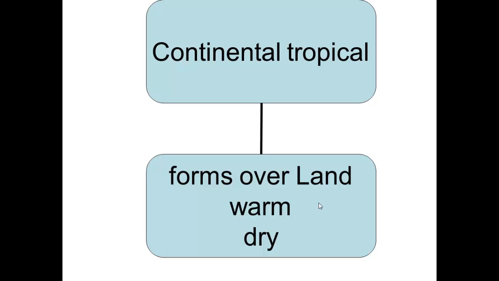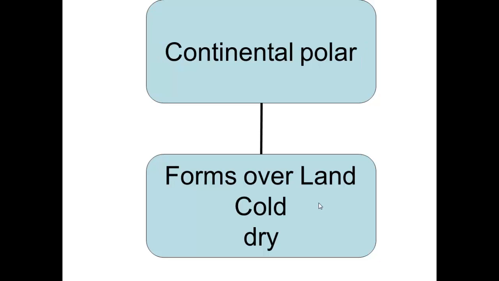The air can be warm and fairly dry. The continental polar air mass forms over land as well. Again, the word continental tells you it is over land, and it is cold and dry. You can think polar, cold. The land near the poles is not very moist, so the air mass from this area is cold and fairly dry, making it a continental polar air mass.